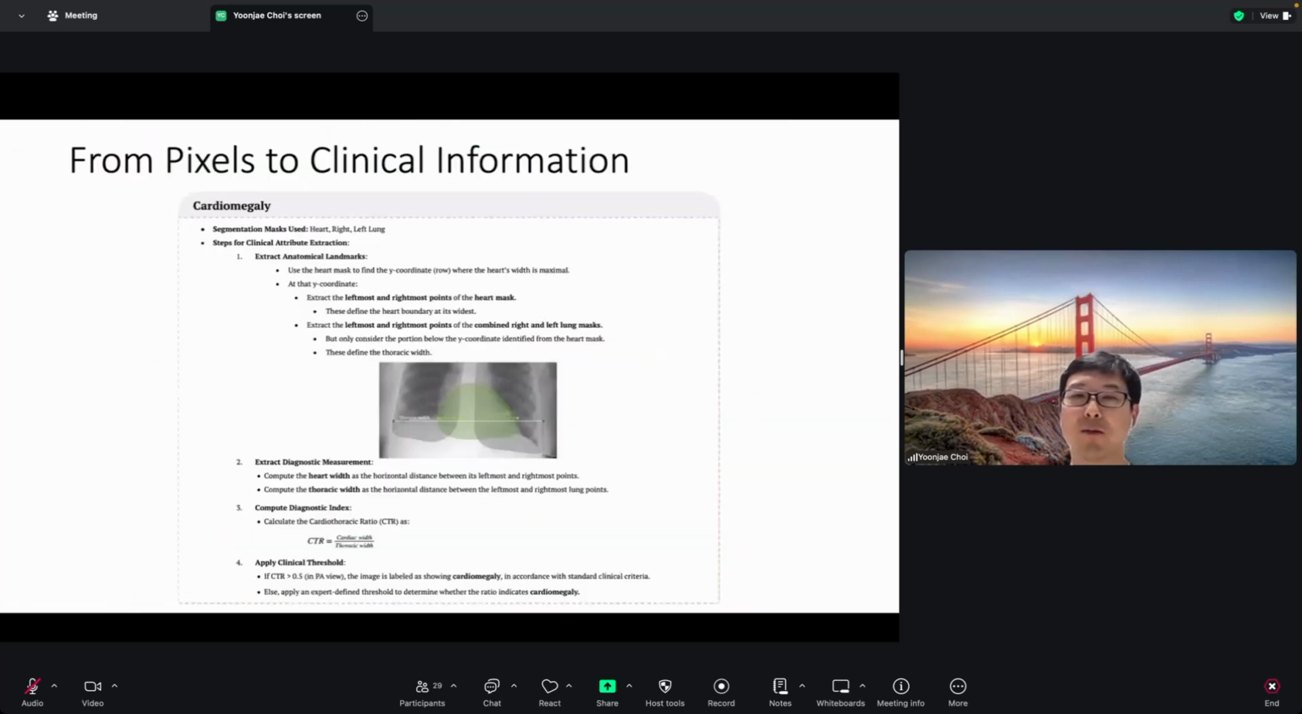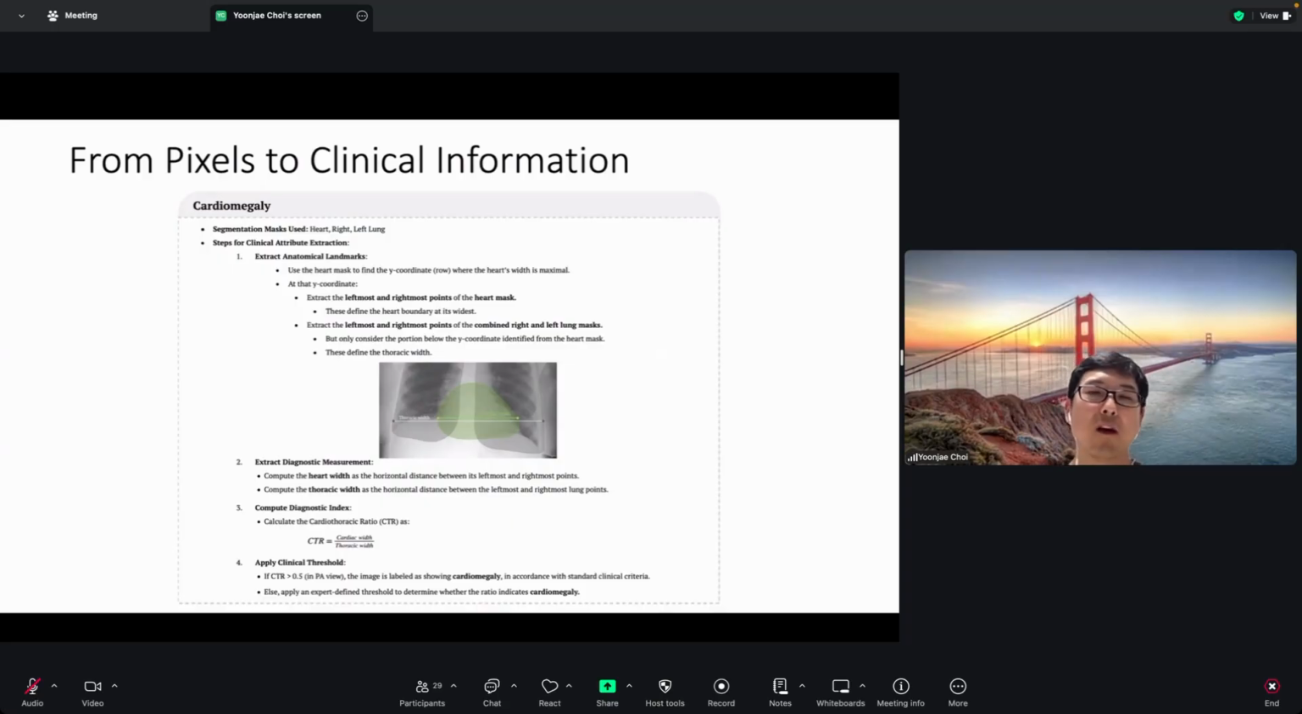Another example is cardiomegaly. Physicians know how to tell cardiomegaly, but the reasoning is what we're after. So I bothered them, and they came up with this textbook reasoning process, which is you first calculate the width between the left and the right lung. You calculate the width between the left and the right ends of your heart, and then you take a ratio. And if it's above 0.55, then that's cardiomegaly.